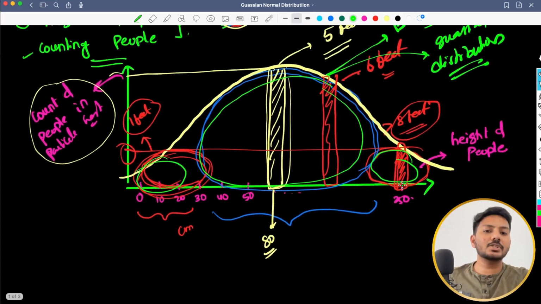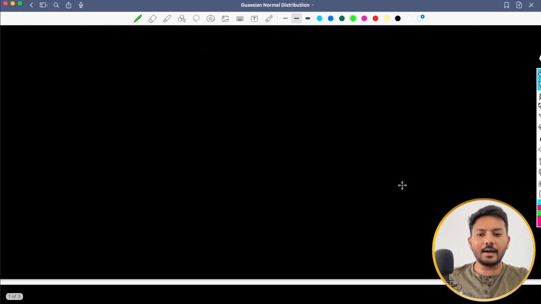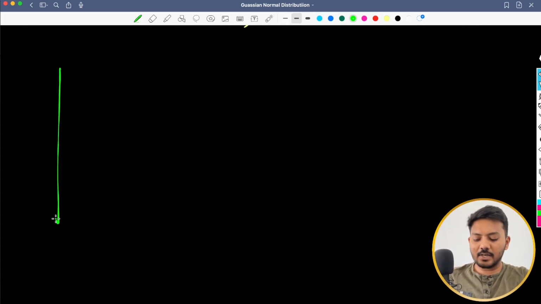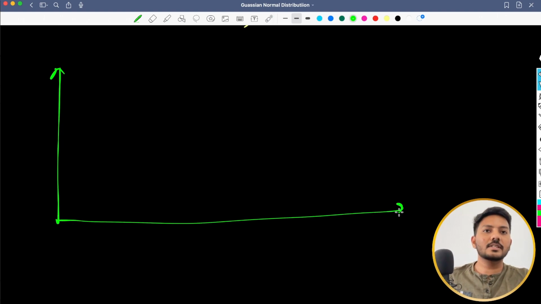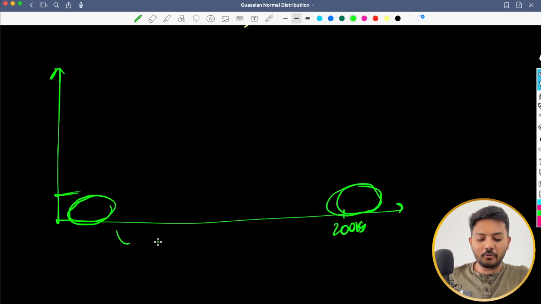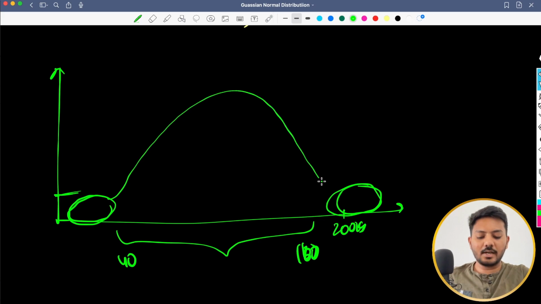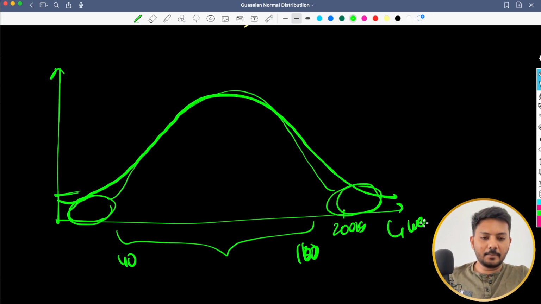And this applies to almost everything in the current world actually. So let's take this one, and we will say the number of people who are of very less weight is very small, and the number of people who are more than 200 kg is very small, and the number of people falling between 40 kg to 160 kg, or maybe 100 kg, is very large. So if I have to plot it like this, this is my weight.